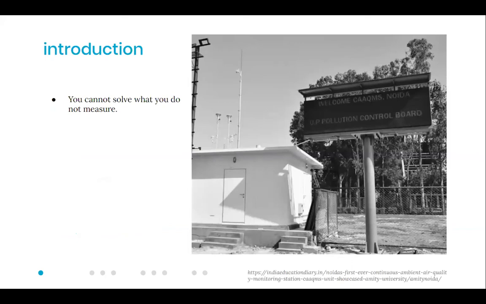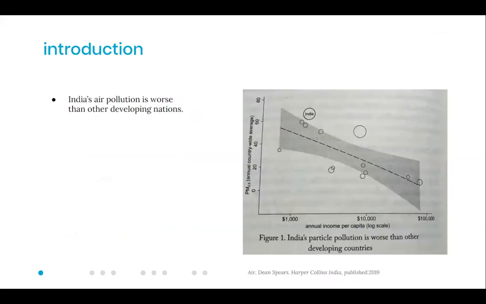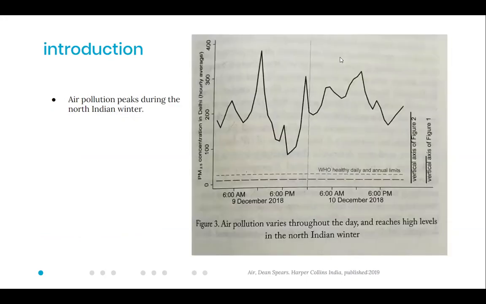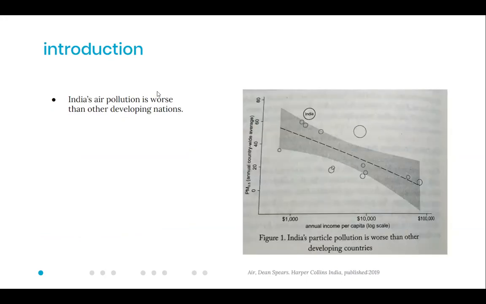So in the introduction, he starts off with this important point where he tells us that India severely lacks in numbers when it comes to air quality monitoring stations. And compared to other developing nations in the world also, we have very few of them. So if you look at this graph, it basically plots the particulate pollution by the annual income per capita. So you can see with respect to other nations that have low income also, India is severely polluted.